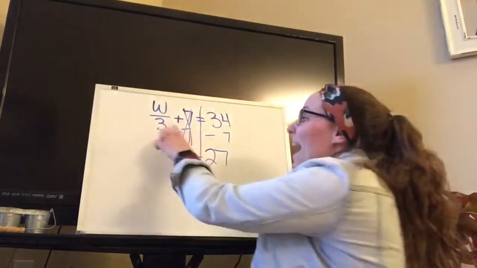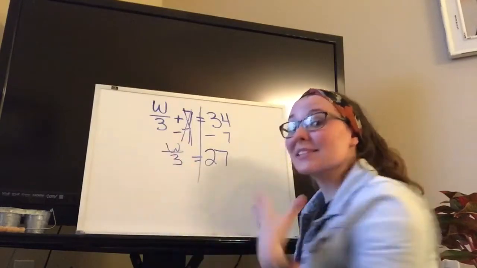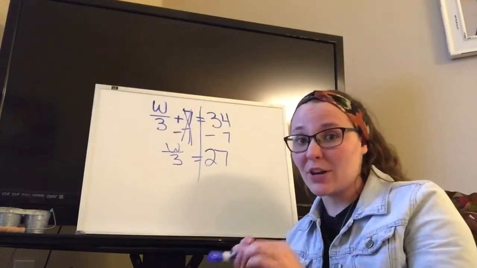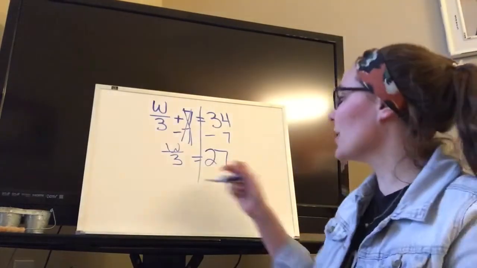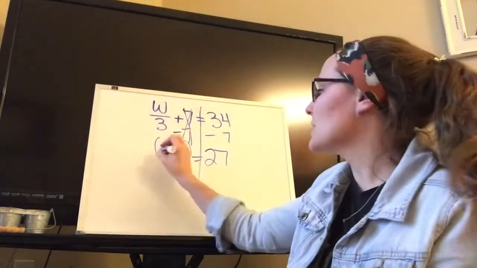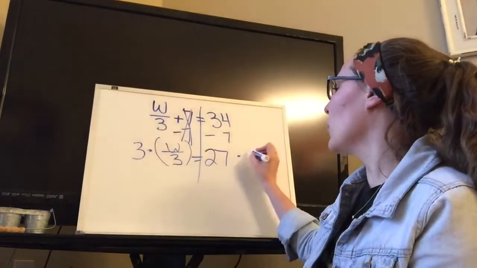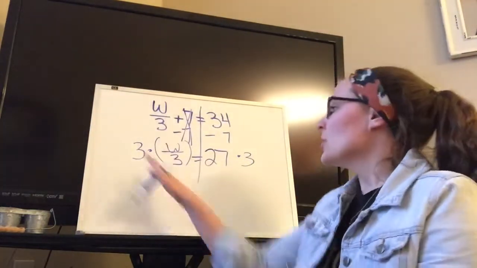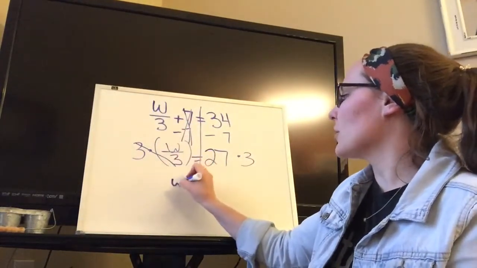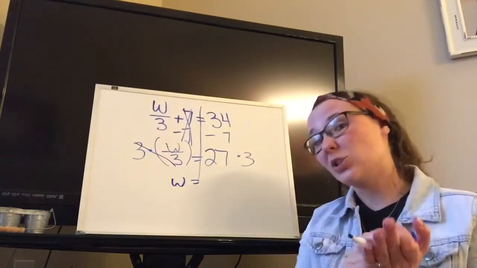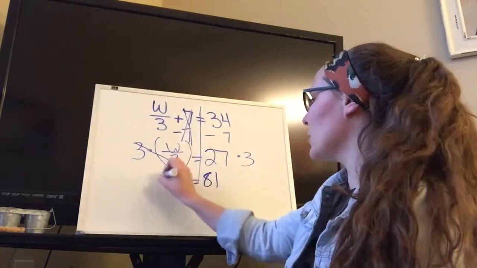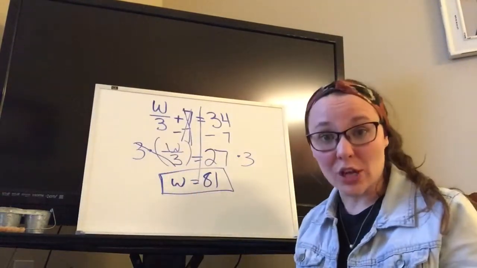So now that W over 3 is on this side by itself, now I can undo that division. The inverse operation of division is multiplication. So we're going to use multiplication to undo it. Here I'm dividing by 3, so to undo it, I need to multiply both sides by 3. That would mean that those 3's would cancel out, and then I would be left on this side with W, and we would say W equals, what is 27 times 3? Well, 27 times 3 is 81. So W equals 81. That is our final solution.